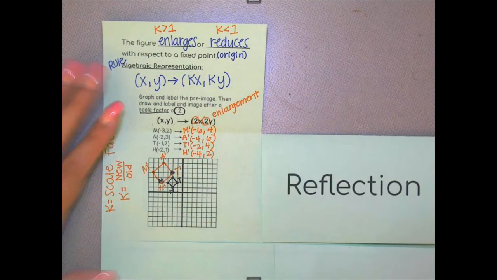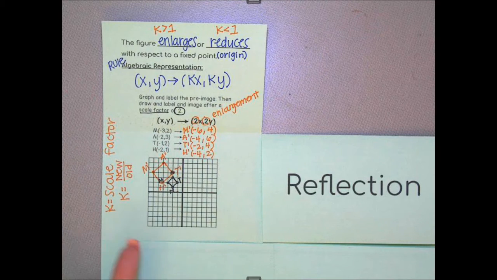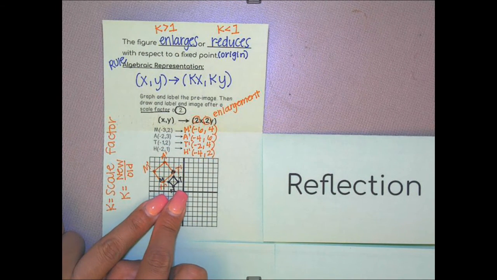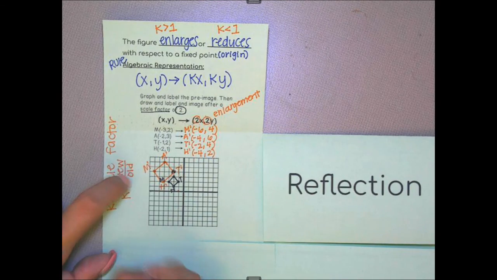So before we started this example, we did say that it was going to be an enlargement. And we can tell that going from the original, my black diamond, to my prime, my new orange diamond, my shape did get bigger.